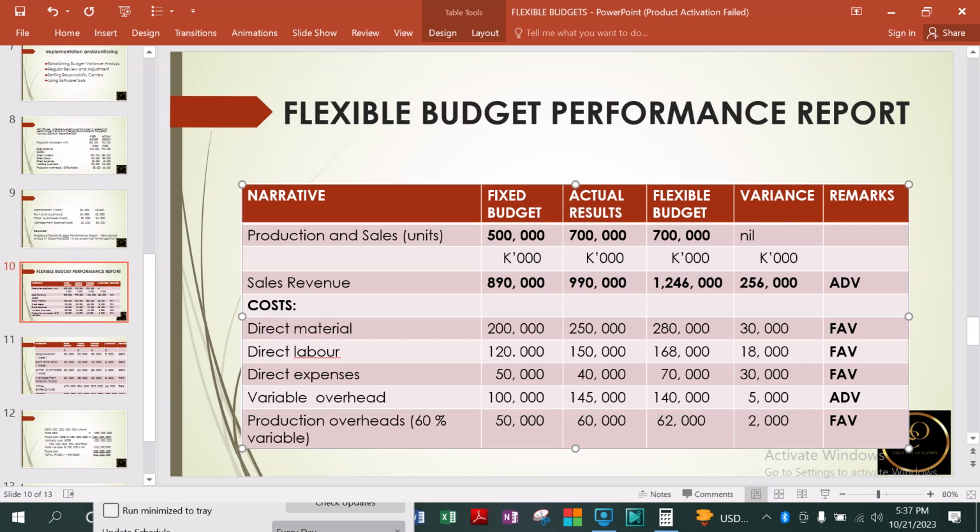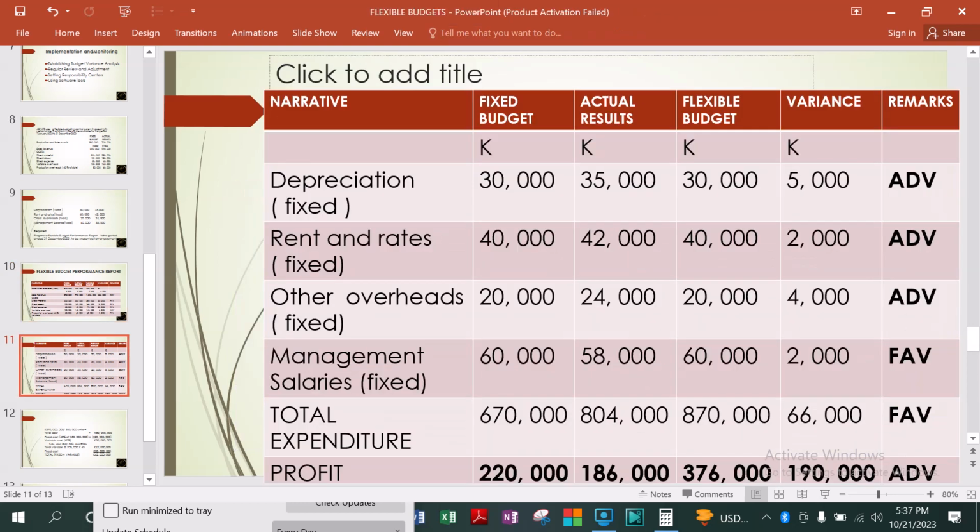spent 145 million. So this 5 million difference is adverse. The next one, we should have spent 62 million, we only spent 60 million, we saved 2 million. This is favorable variance. We move on to the next one. Under depreciation, we should have spent 30 million, we spent more, we spent 35 million, therefore 5 million adverse variance.